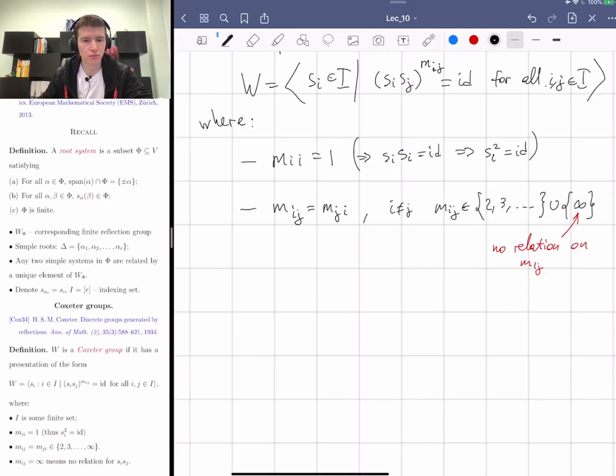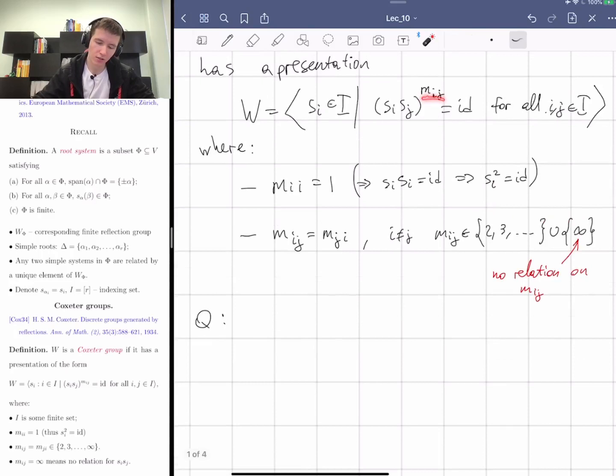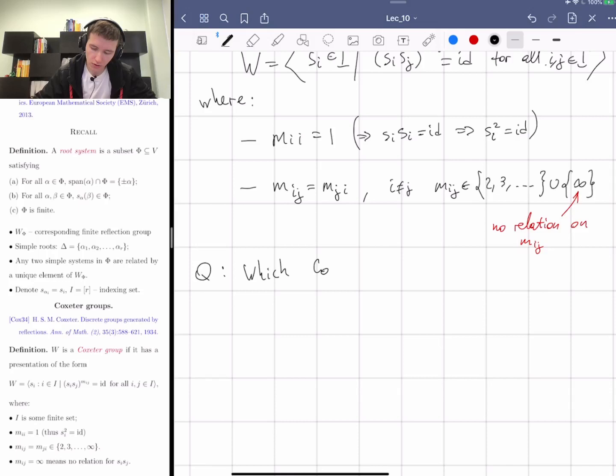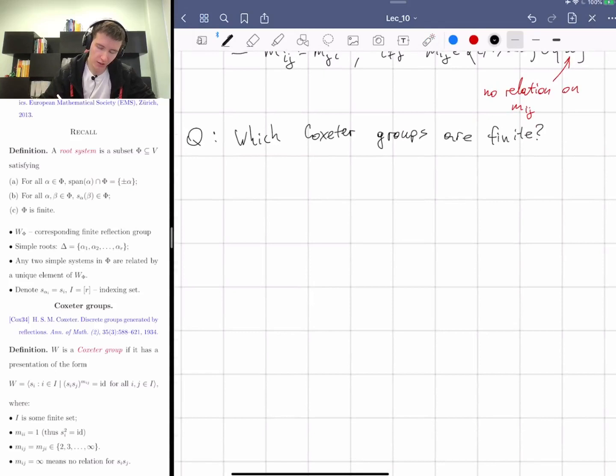So now you can ask a question like, which Coxeter groups are finite? We're always kind of similar to cluster algebras. There you can start with a quiver. Here you can start with this M matrix and ask the same question, which Coxeter groups are finite? And so far, this looks completely different from what we had before, right? You just start with an abstract thing, and then you ask the same question. But the answer is that Coxeter groups are pretty much the same thing as reflection groups.